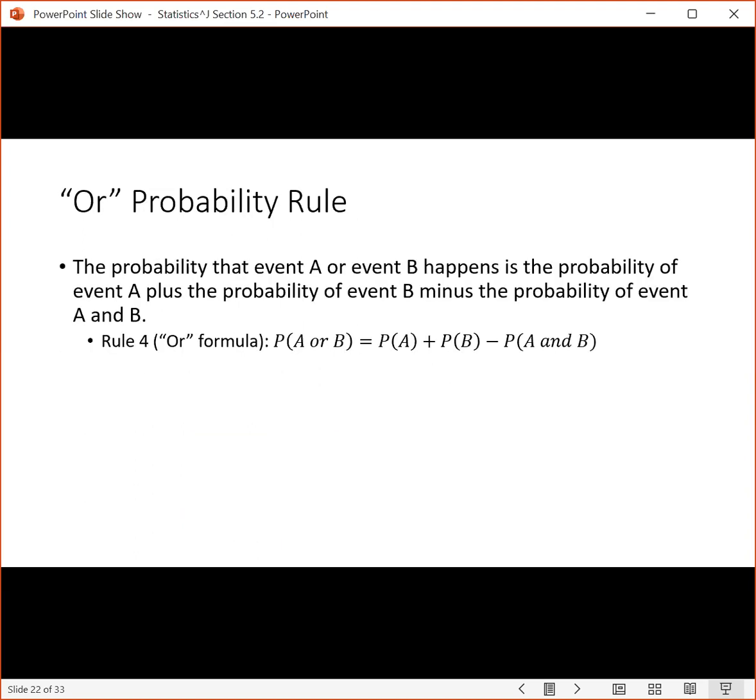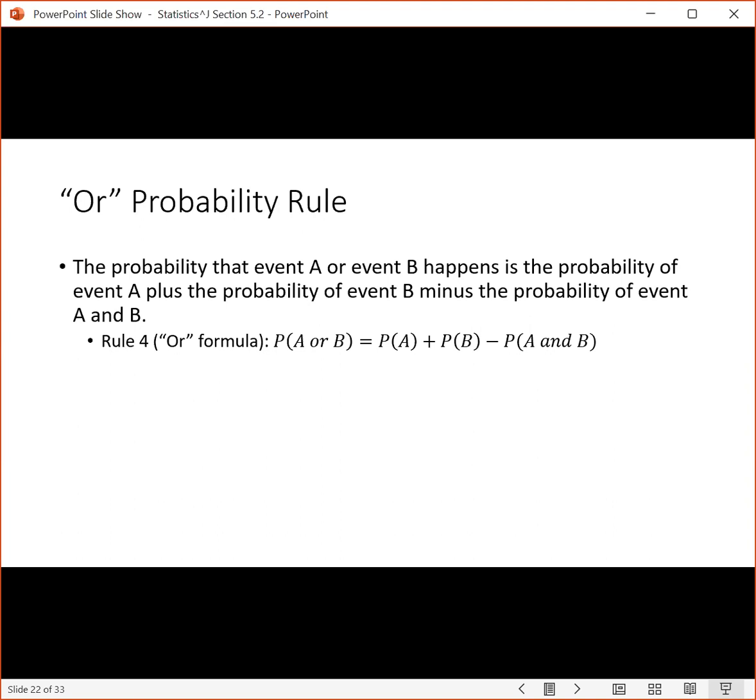Okay, so let's look at another probability rule. The probability that event A or event B happens is the probability of event A plus the probability of event B minus the probability of event A and B. Okay, so what's happening there is it's writing up a formula for adjusting for the overlap.